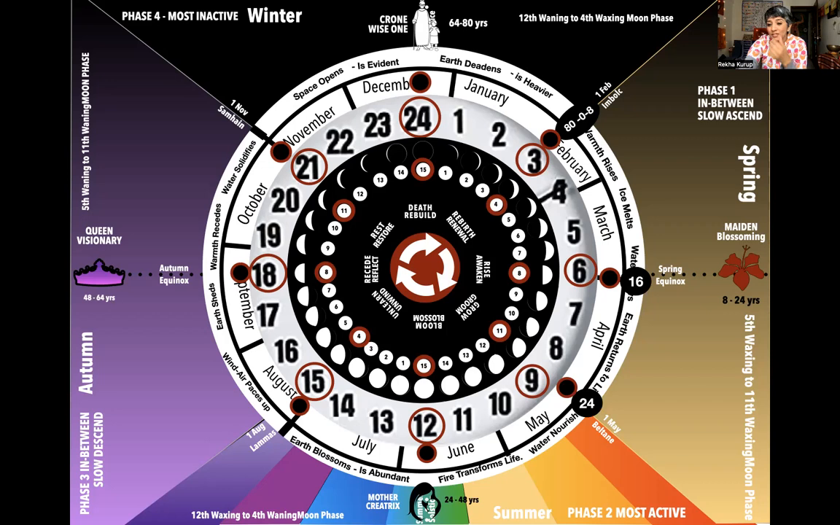Then we have 24 years. It is coming out of the maiden phase and moving into the summer, mother phase. 32 is the peak of the mother phase. Many times for women, if your maiden phase has a lot of pain, it has moved through, and at 32 is going to be one of the most painful transitions in terms of fire.